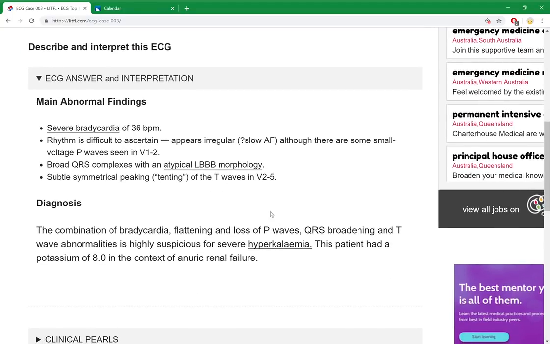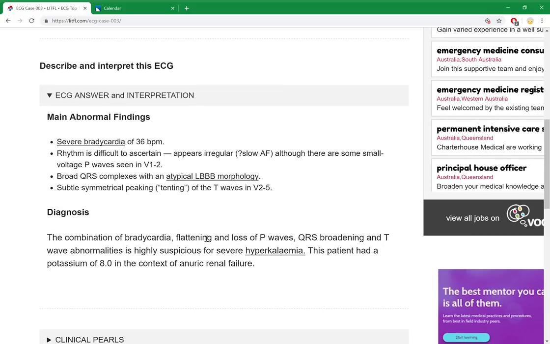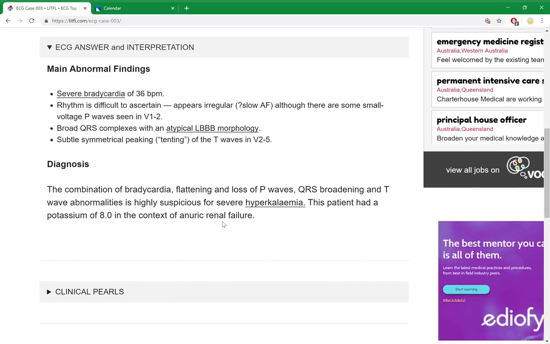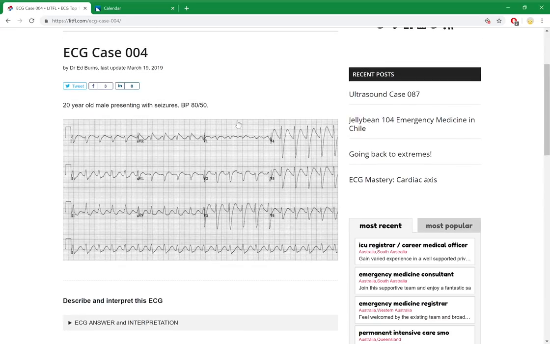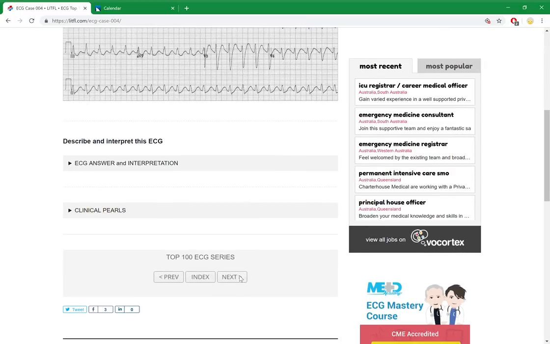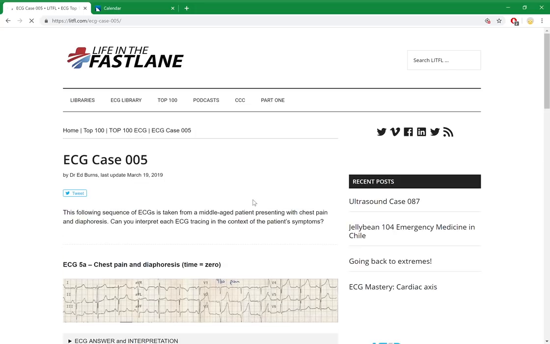So tenting of the T waves, this combination of bradycardia, flattening and loss of P waves, QRS broadening, and T wave abnormalities is highly suspicious for severe hyperkalemia. And the potassium is 8, which is huge. So we can move on from that. This one is really advanced. You can look it up if you want, but it's definitely out of the scope of what we're doing right now. It's from like an antidepressant overdose.